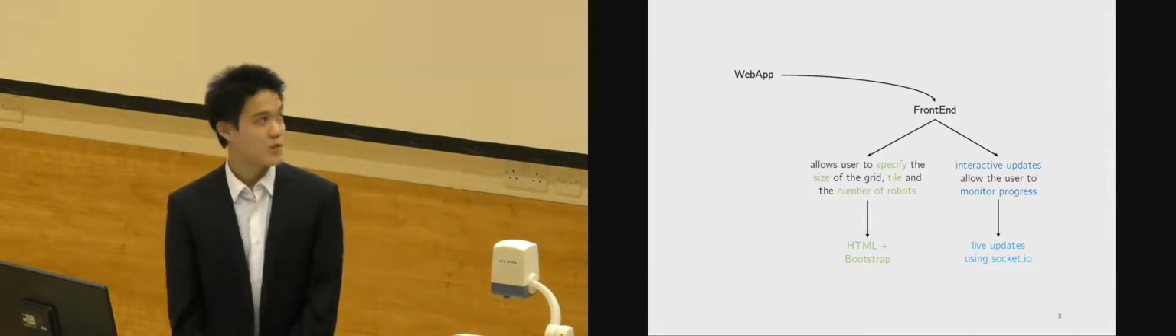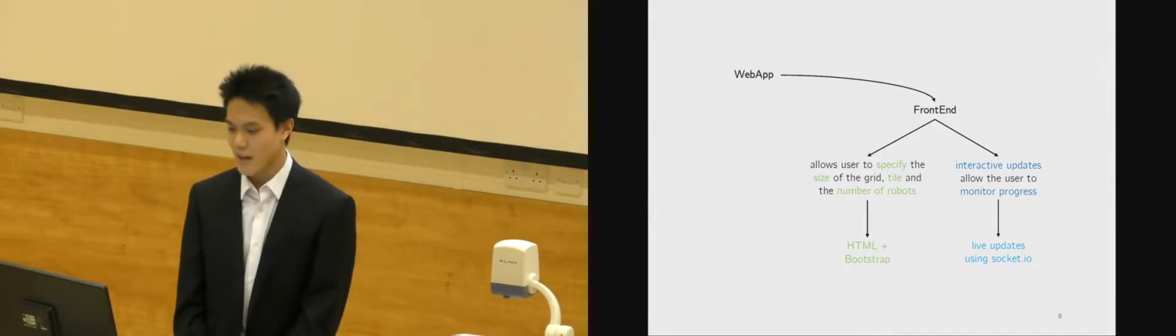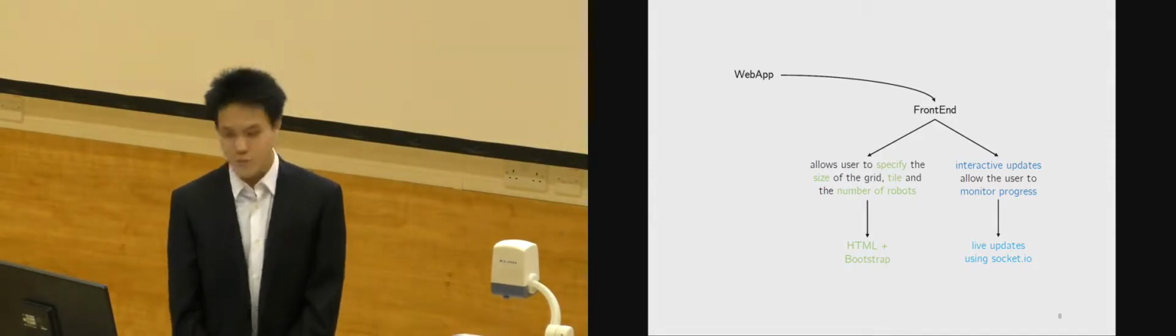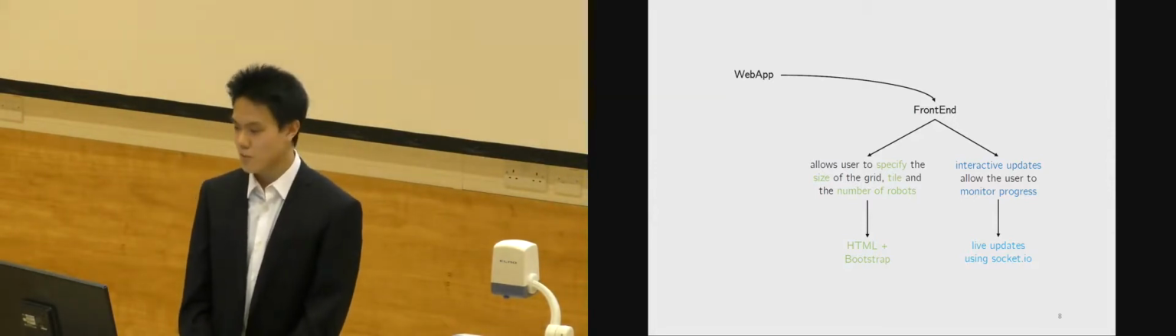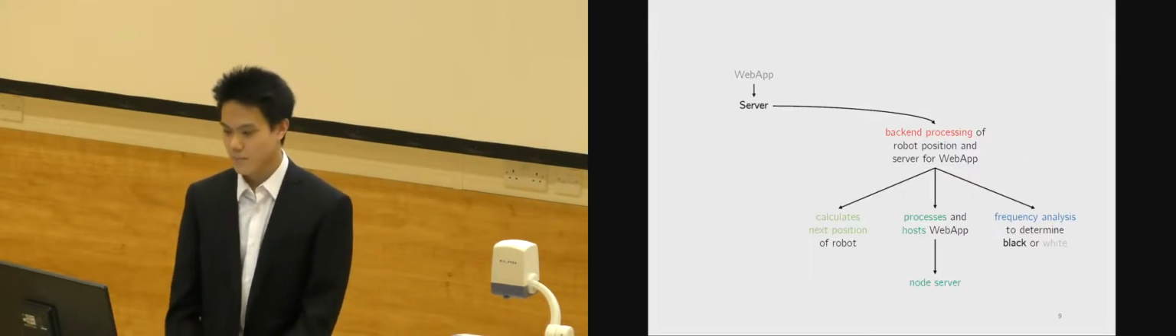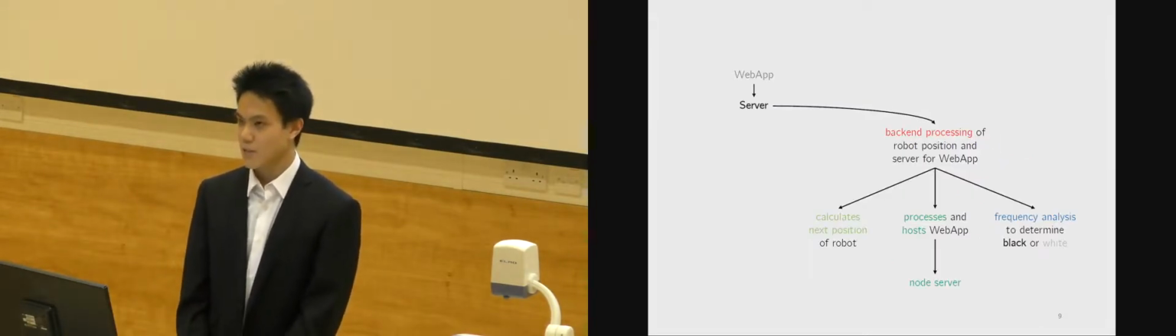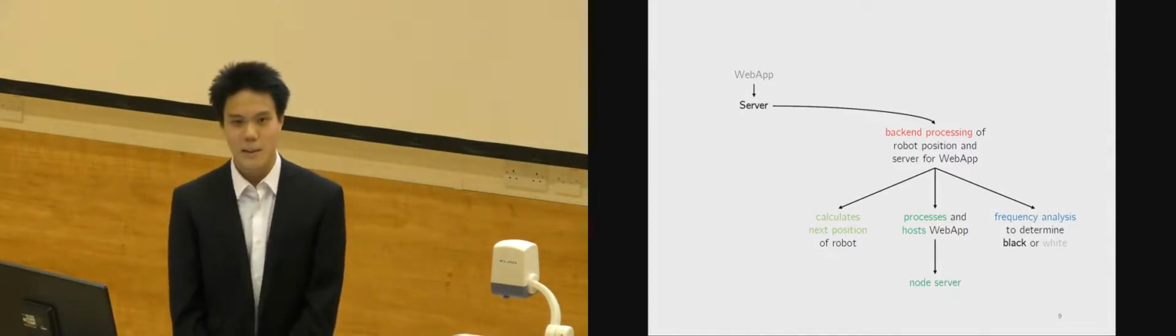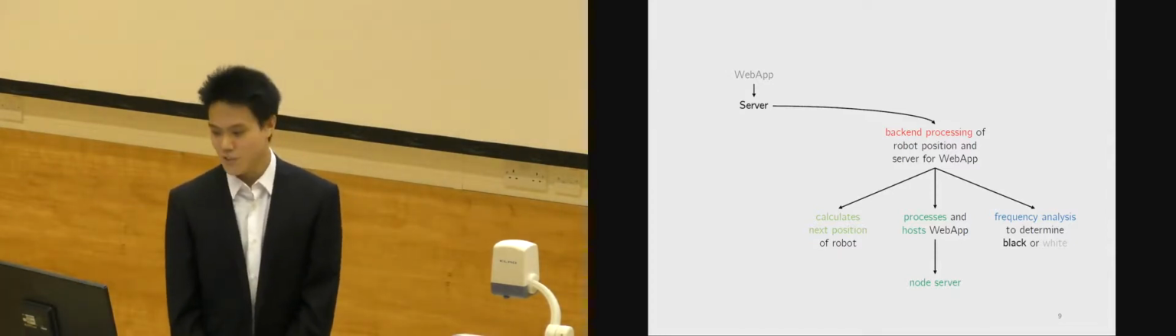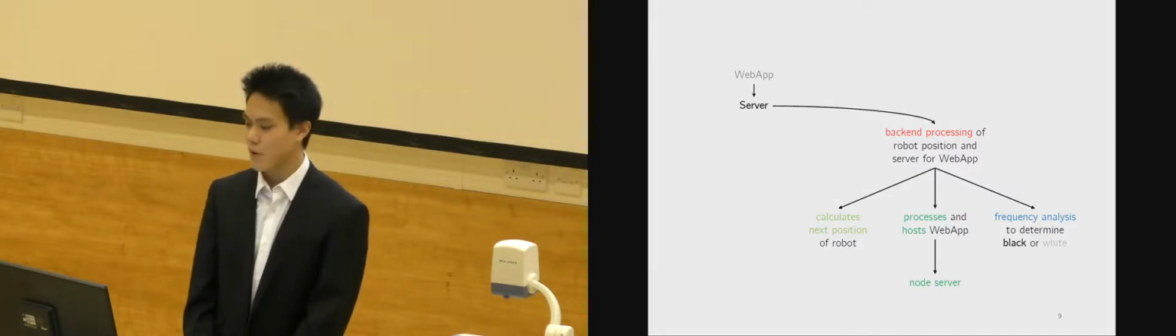On the other screen here is our front end. It allows the user to specify the size of the grid, the tile, and the number of robots. Interactive updates allow the user to monitor the progress as it's been scanning. The server is a backend which processes the robot position and the server for the web app. It calculates the next position for the robot and routes it. It also hosts a web app on a node server.